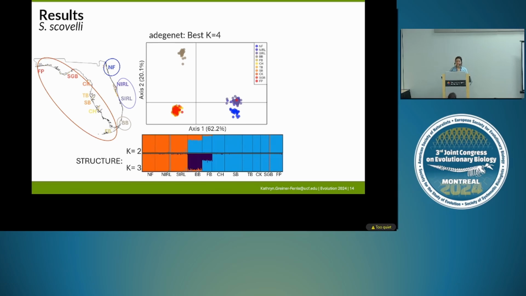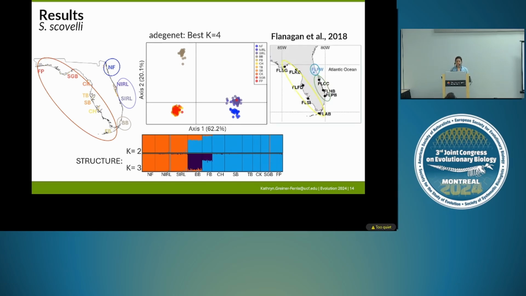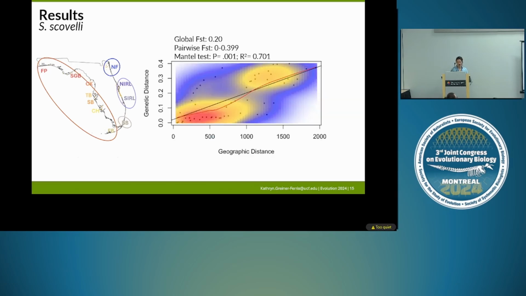So delta K was similar when K equaled 2 or K equaled 3, which indicated 2 potentially optimal numbers of populations. In both scenarios, the program STRUCTURE did not distinguish the North Florida population, but the lack of gene flow between the East Coast and the West Coast was very apparent in both. And then apart from the presence of the Biscayne Bay population that was not looked at by previous studies, this genetic break between coasts is consistent with the results by Flanagan et al.